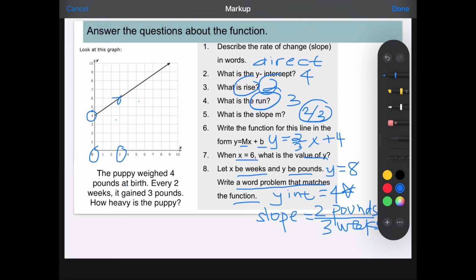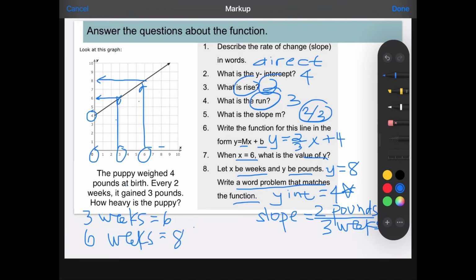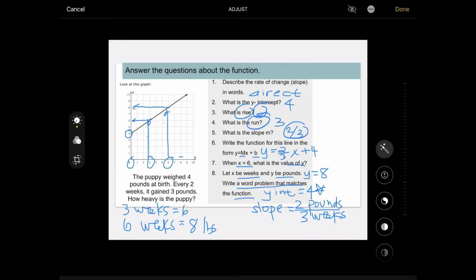Well, at 0 weeks, the puppy is already 4 pounds. We could see at 3 weeks, it corresponds to 6 pounds on the y-axis. And then if we look another 3 weeks further, at 6 weeks, it corresponds to 8 pounds on our graph. So at 6 weeks, the puppy is a nice healthy 8 pounds. And that's it for this problem. Let's go ahead and move on to another type.